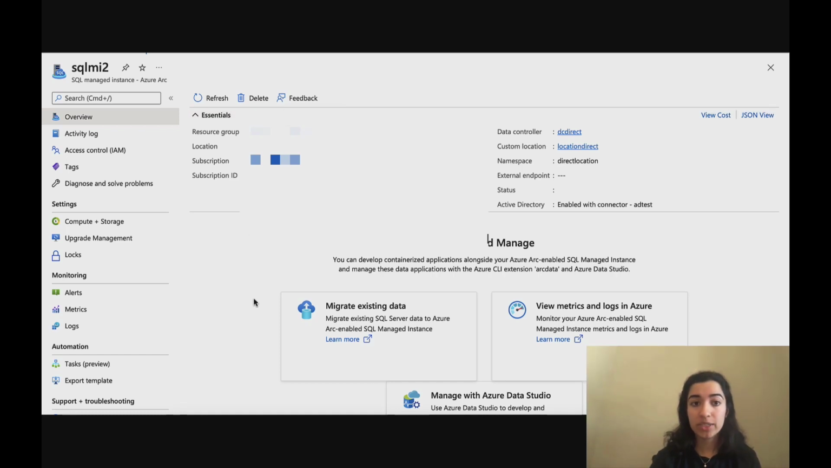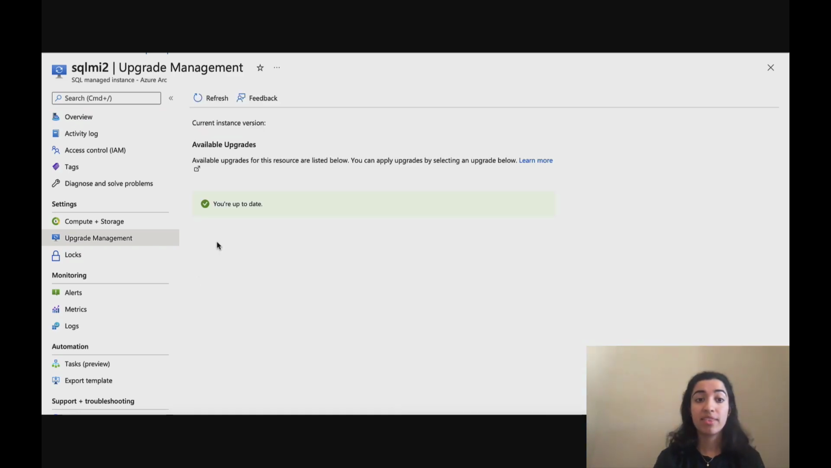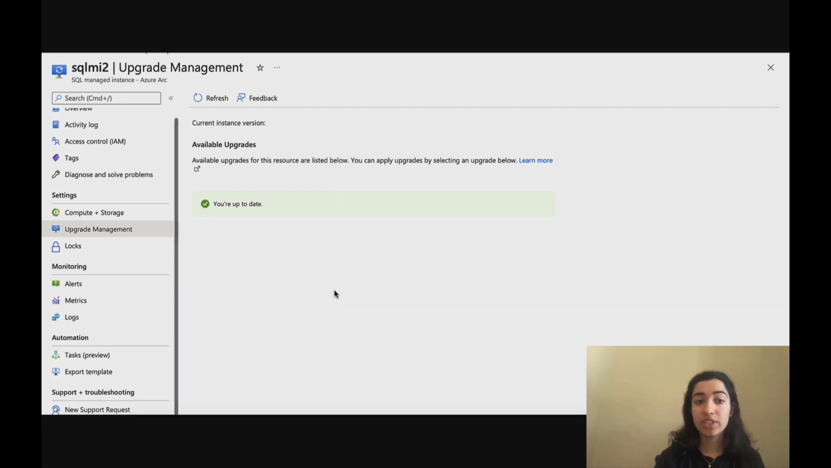Once you have your SQL MIA instance ready to go, you have options for features like upgrade management. So if you need to perform an upgrade for your SQL MIA, that's also possible. In this situation, you can see I'm currently up to date, but if an upgrade was available, I would see it here and I could upgrade now through this method. I could upgrade through CLI as well. And then you also have options for alerts, for metrics, for logs. So all of these options are also available for customers.